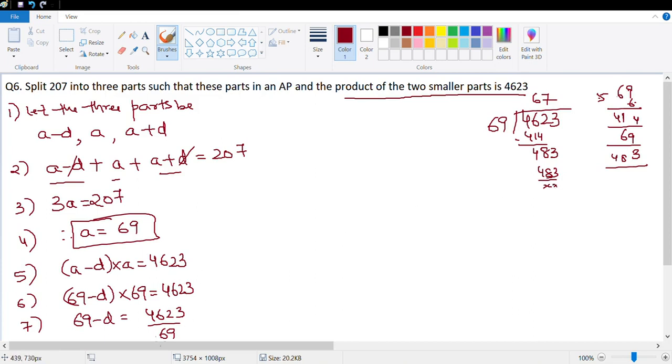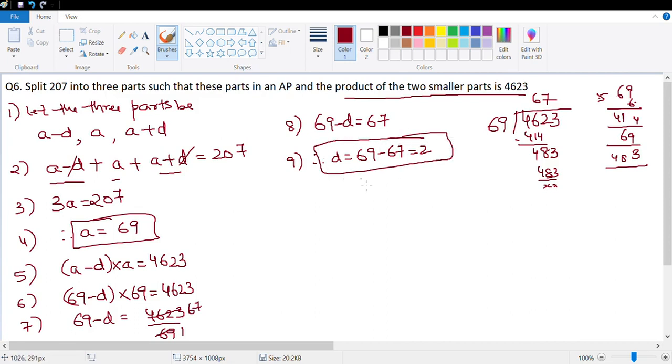So 69 1, and this is 69 multiplied with 67. What I have is 69 minus D is equal to 67. Therefore, D is equal to 69 minus 67, which is 2. So the value of D is 2.